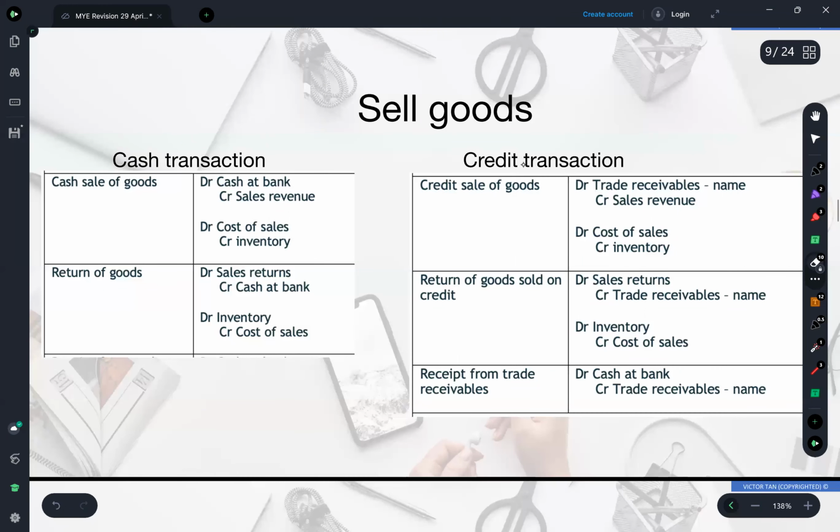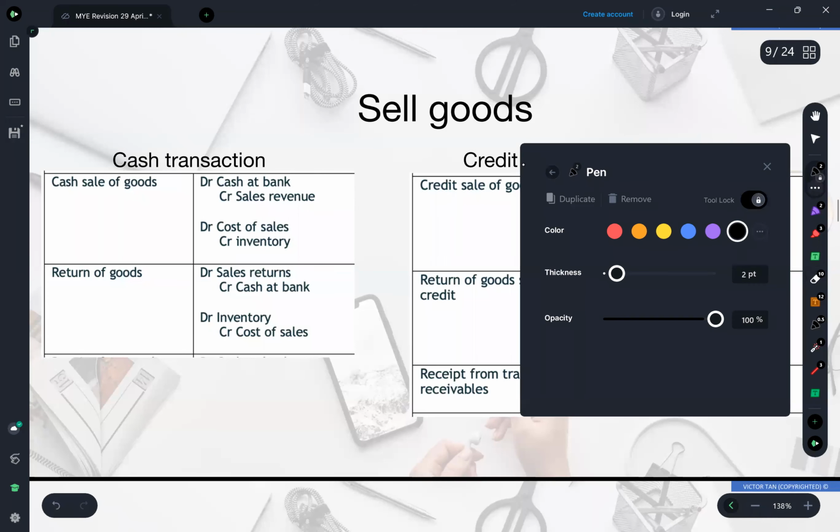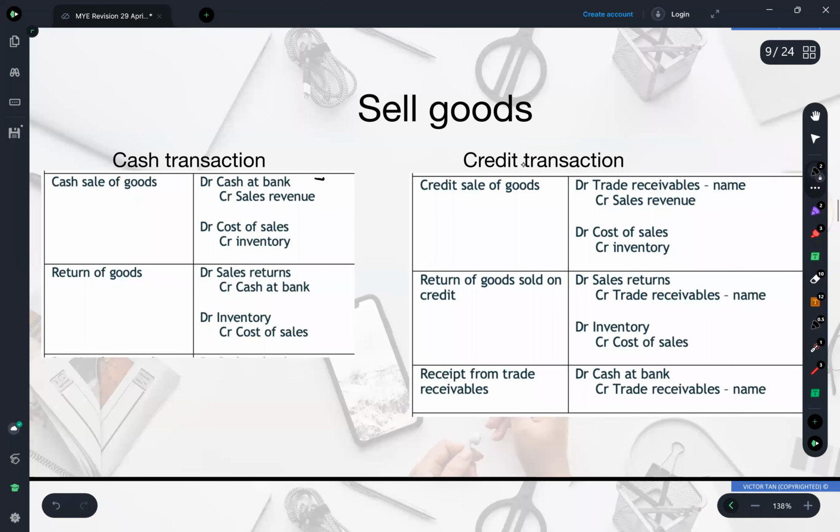Okay, let's continue. So when you sell the goods, you receive the money, and then after that, the $500 is your income, and then your $200 is your inventory. So here $500, $500, then here $200, $200. So from here, you can see what's my profit? My profit is $300, correct? So I sell at $500, I buy at $200. So this is a cash transaction. I receive the money now.